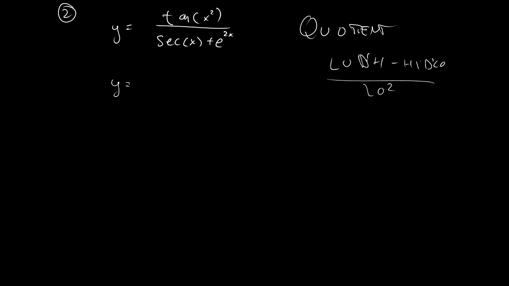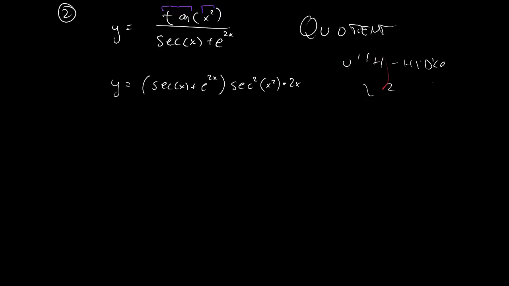So I'm going to take my bottom, which is secant x plus e to the 2x. I'm going to times it by the derivative of my top, and I have an outside function, I have an inside function. So again, I'm going to do the same thing. Derivative of the outside is going to be secant squared times x squared times the derivative of my inside, which is 2x. So that's the low d high, and now I have my high d low.